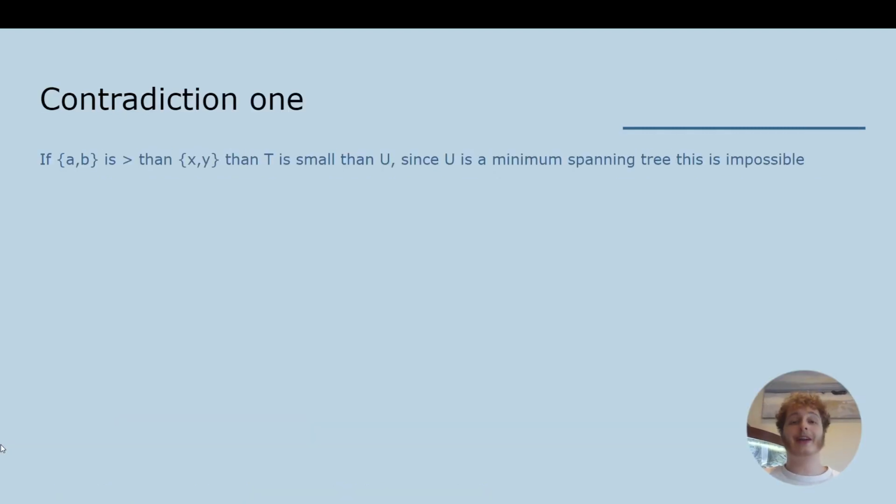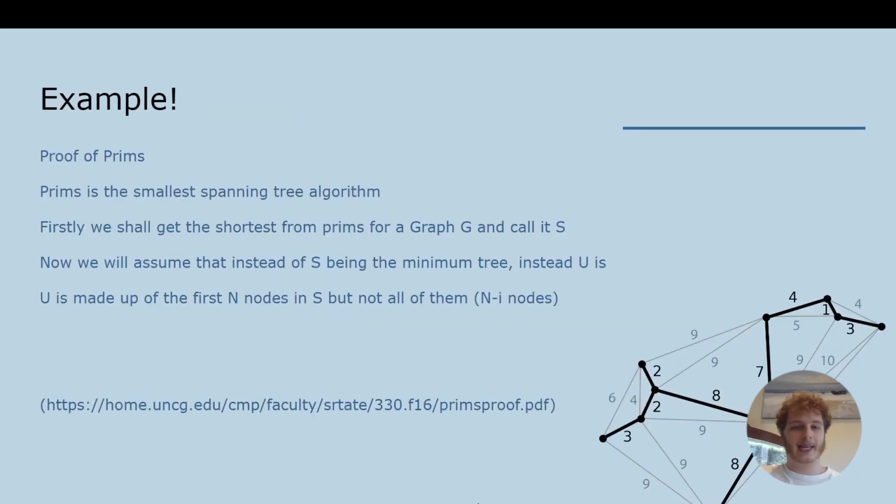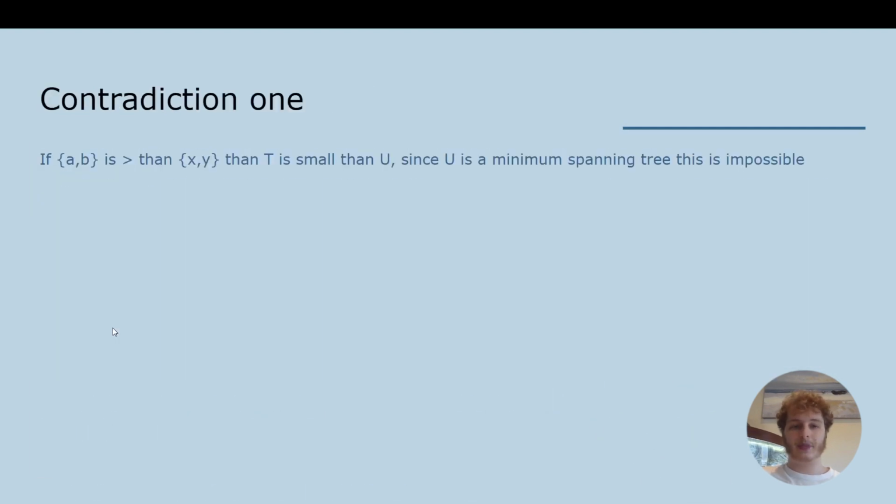Let's go through our three main contradictions here. We're going to cover all three base cases for these two pairs of paths. If path A to B is greater than X to Y, that means T is going to be smaller than U, obviously, because T includes X and Y, and U has A to B in it. And since U is a minimum spanning tree, which we defined back here, we declared that U is going to be the actual minimum spanning tree. That means that can't be true. So there is no way that A to B is greater than X to Y.